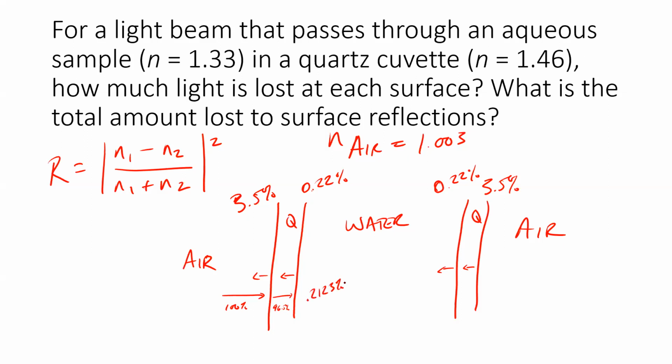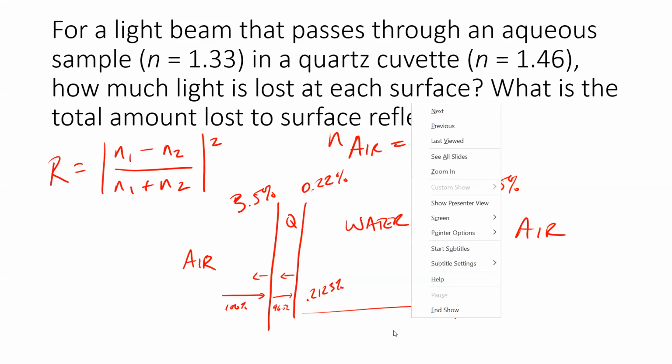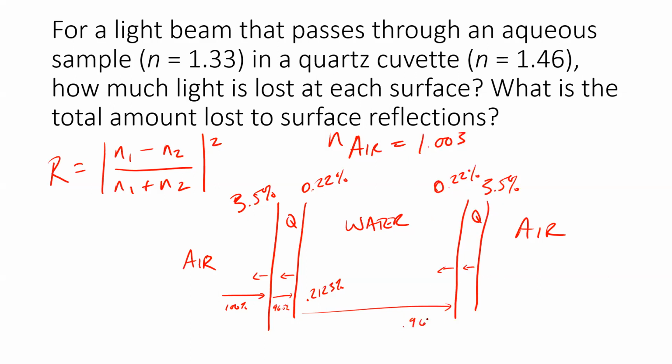Sure. It all depends on how you want to calculate it. The number I calculated was 0.9629, right? Instead of losing 0.22, we lost 0.21. And then we lose 0.22 of that again. And we get 0.9608. And then we lose 3.5% of that. And we get out.